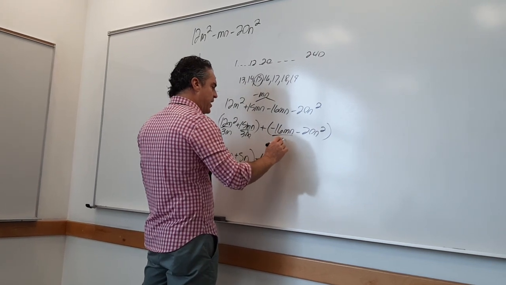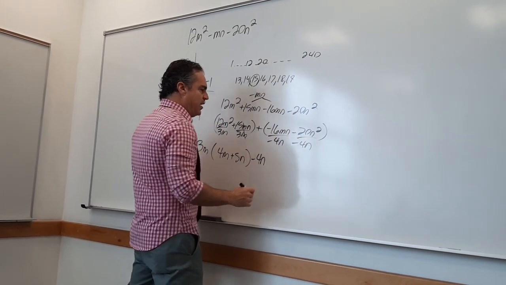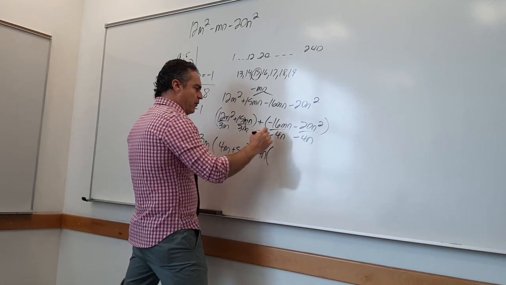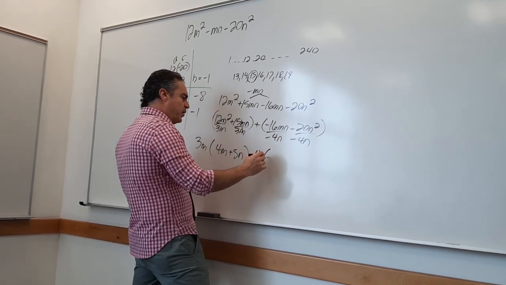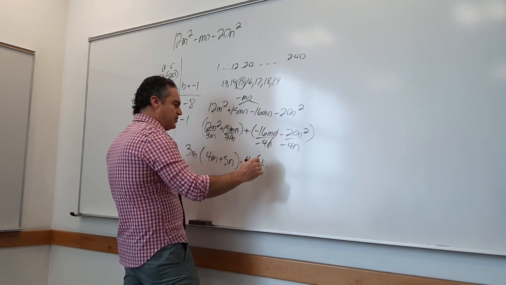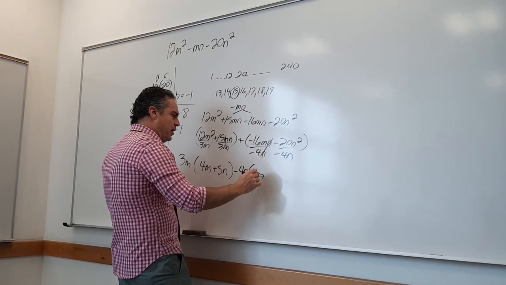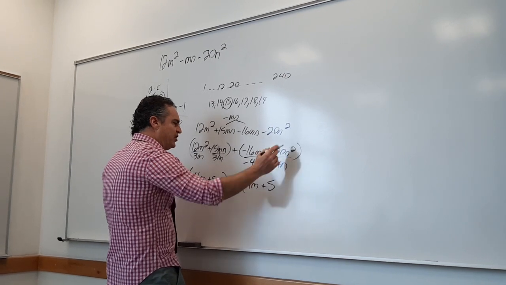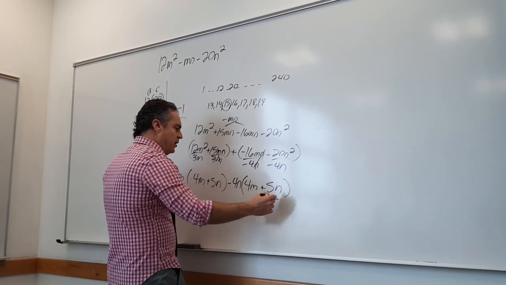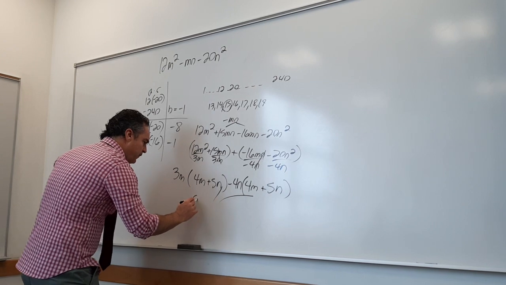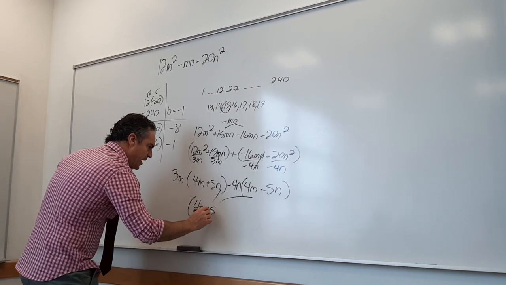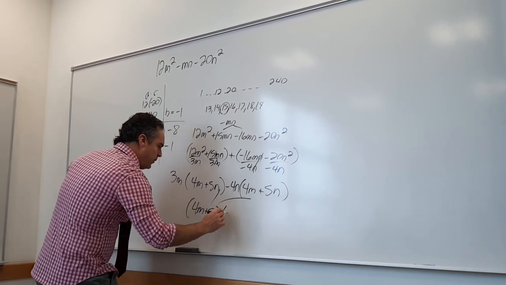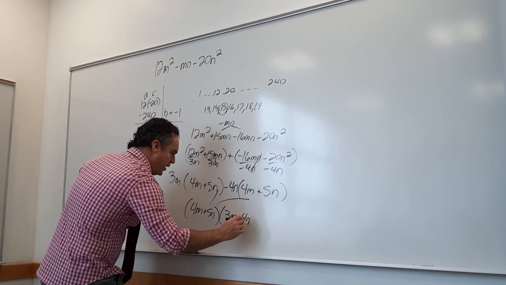We put this over negative 4n, and this over negative 4n, and we end up with, what does that make? Negative 16 divided by negative 4 is? 4. The n's cancel, so I'm left with m. Negative over negative makes a positive. 20 divided by 4 makes 5. N squared over n makes n. My common parentheses is 4m plus 5n. My leftovers are 3m minus 4n.